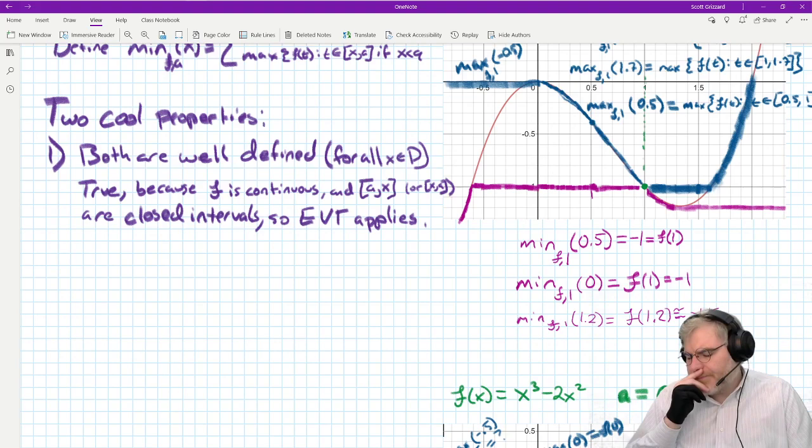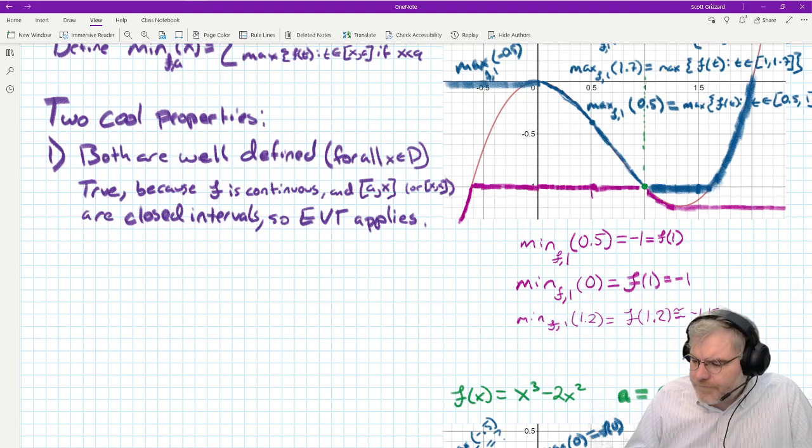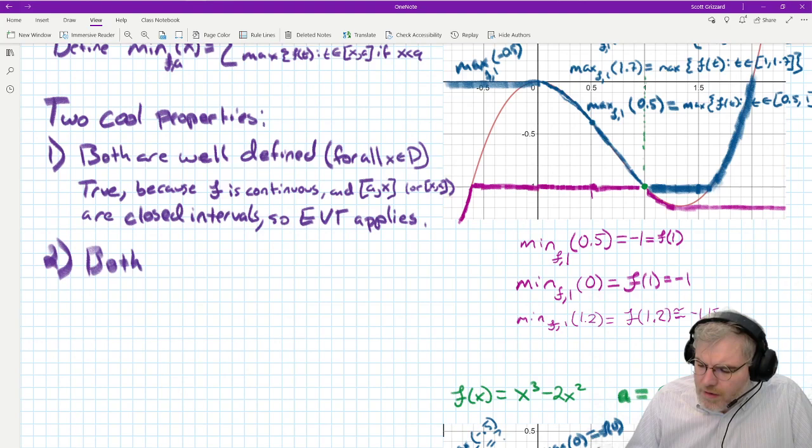The second very cool property about this thing is that both functions, both min and max, are themselves continuous functions.